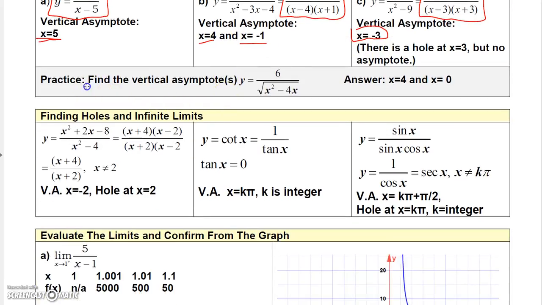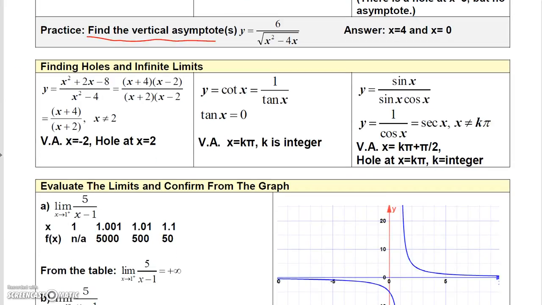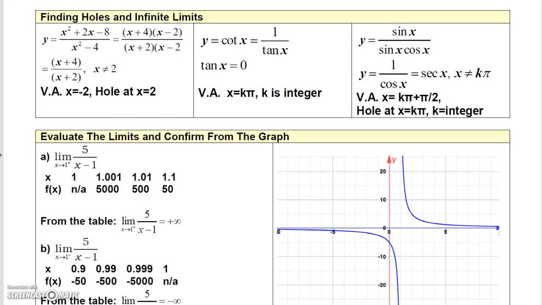So you can do this one as practice to find the vertical asymptotes. Okay, so let's talk about finding holes and infinite limits, and let's decide if we get a vertical asymptote or a hole at certain values.